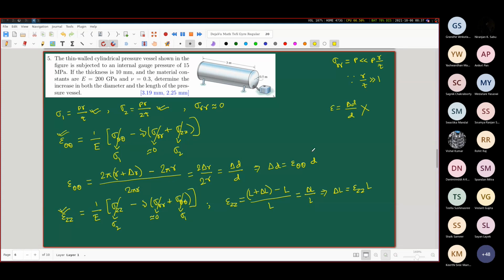So you can find out this value. That's it. Finished. Excuse me, sir. So, yeah, tell me. So actually you told that epsilon theta theta is like changing circumference. So suppose if we have to find the epsilon RR, then we can directly put delta R by R or like delta D by D. Absolutely. Okay, sir.